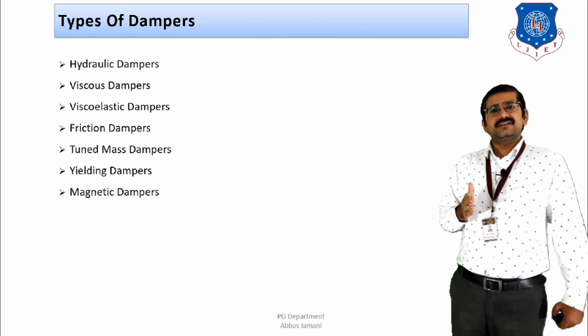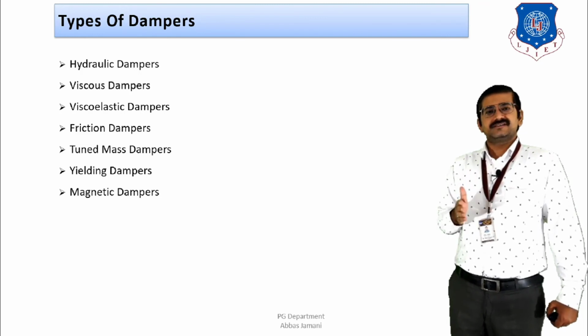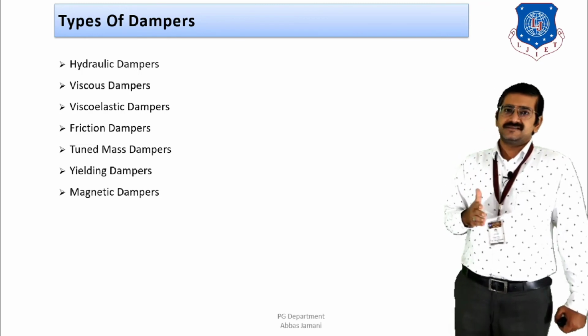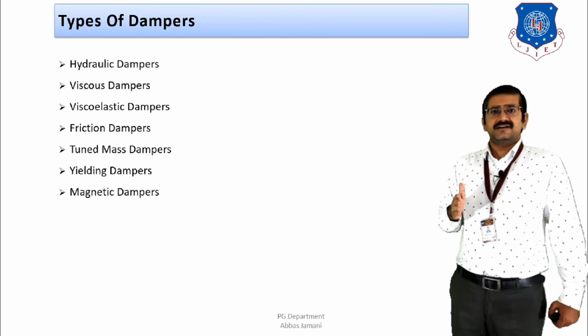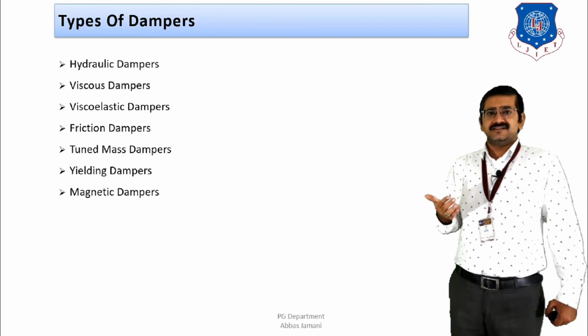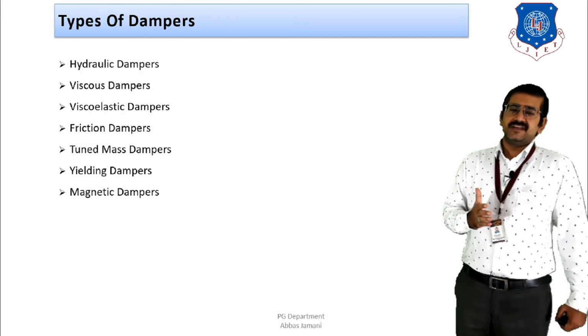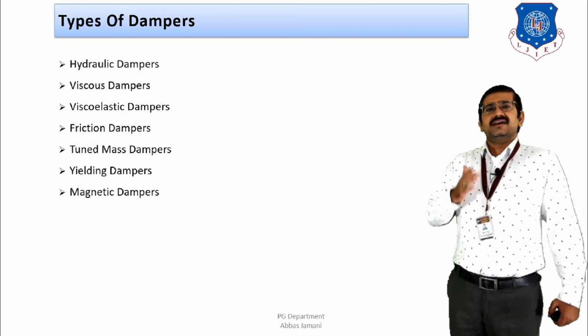All these different types of dampers have different materials, and their characteristics are also different in the way in which they dissipate the energy and help the structure in achieving a better performance. We look into the details of these dampers in the next lecture.